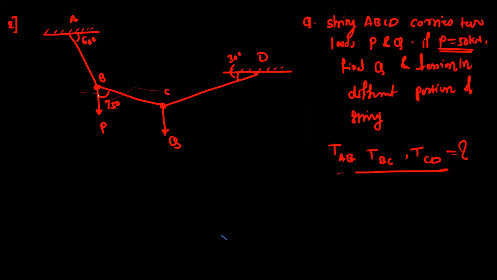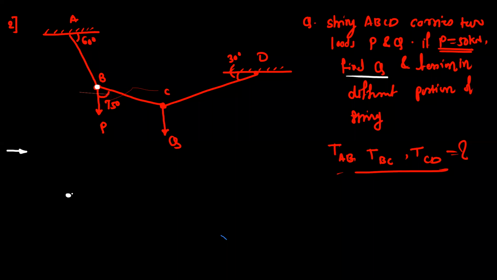And we have two loads P and Q hanging at points B and C. P is given as 50 kilonewton, and we have to find the load Q and the tension in the different portions. So to solve this problem, first draw the free body diagram for point B and point C.